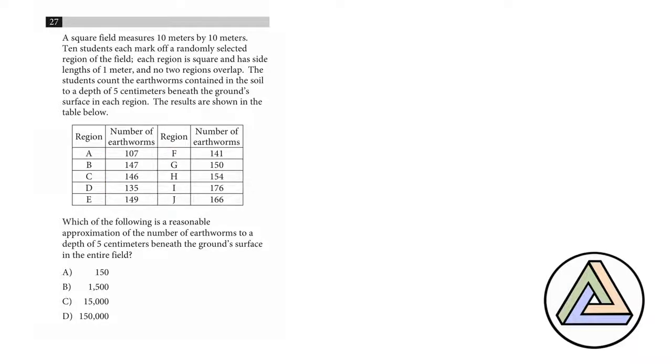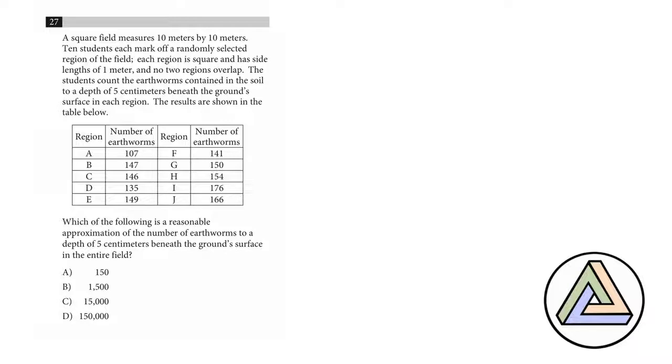So it looks like there's 10 little regions here that are each 1 meter by 1 meter. Which of the following is a reasonable approximation of the number of earthworms to a depth of 5 centimeters beneath the ground surface for the entire field?